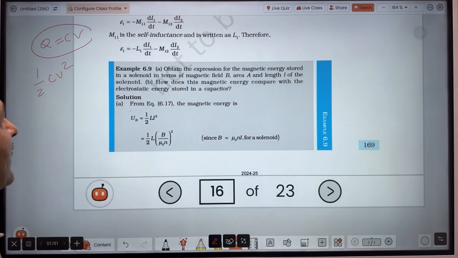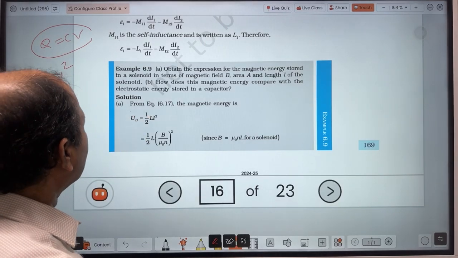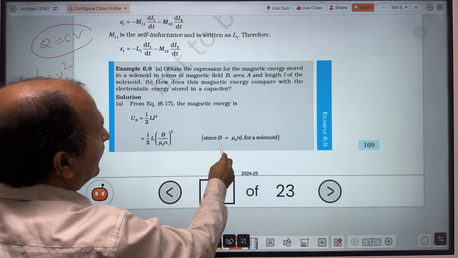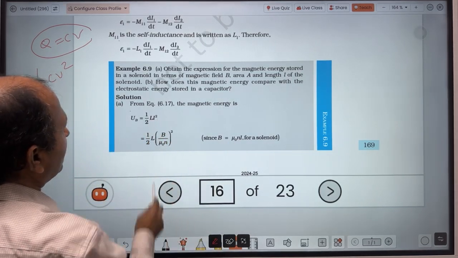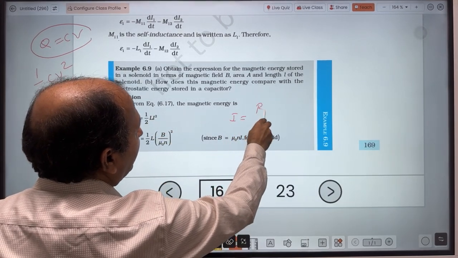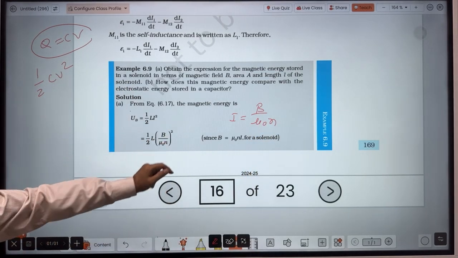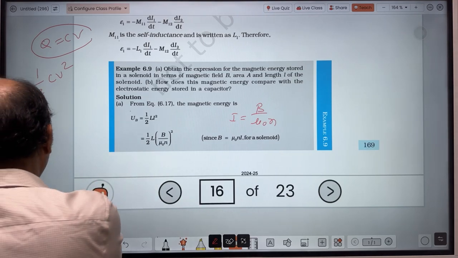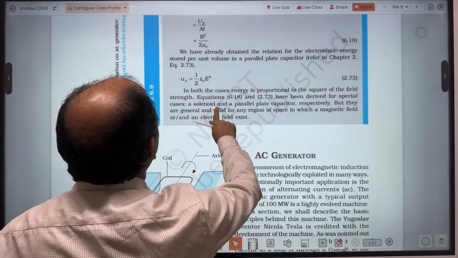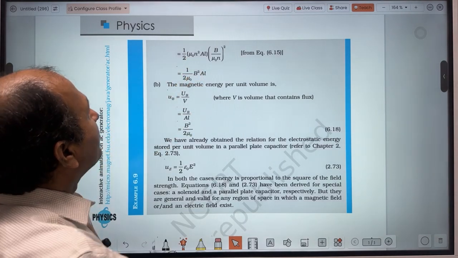So magnetic energy, as we have just derived, is half Li square. Here we are assuming that I is the maximum current, and if you remember, B equal to mu naught N i, and here we have used Li square. So I we can get from here, I equal to B upon mu naught N. So that value we write here. So 1 by 2 L B square upon mu naught square N square.